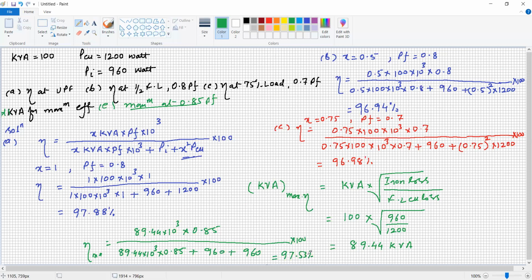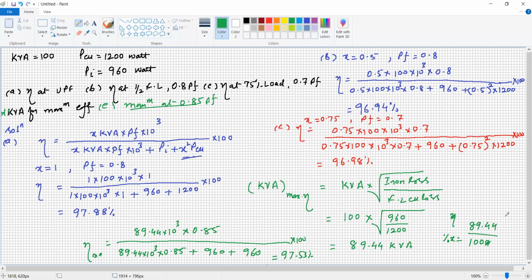One more question may be added here: calculate the percentage loading at which the maximum efficiency occurs. If you want to calculate the percentage loading, that is percentage X. The transformer shows the maximum efficiency at 89.44 kVA and the rated kVA is 100. So we can say that 89.44% is the percentage load at which it shows the maximum efficiency.